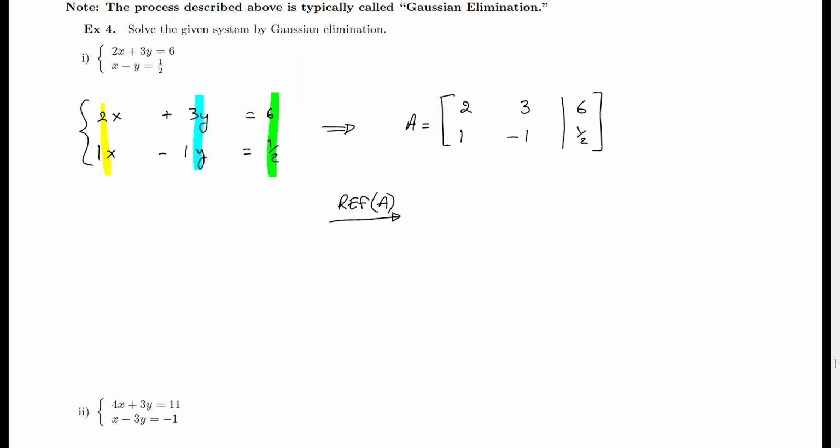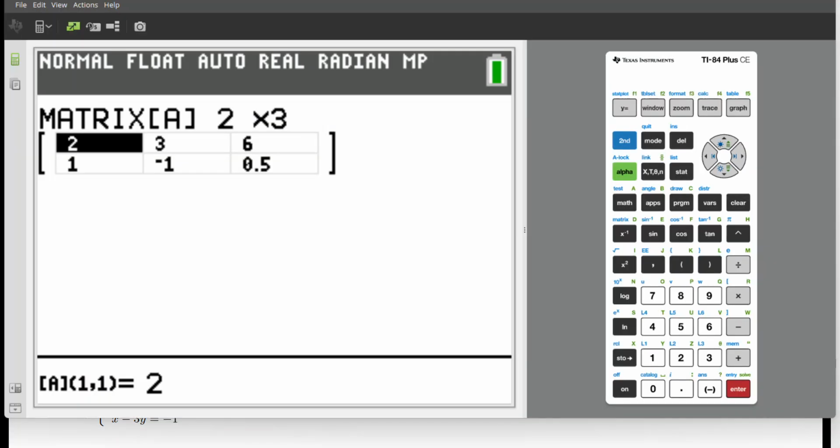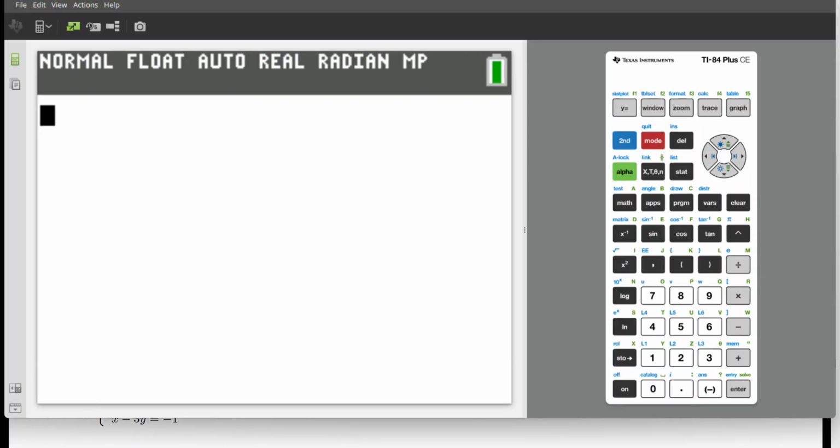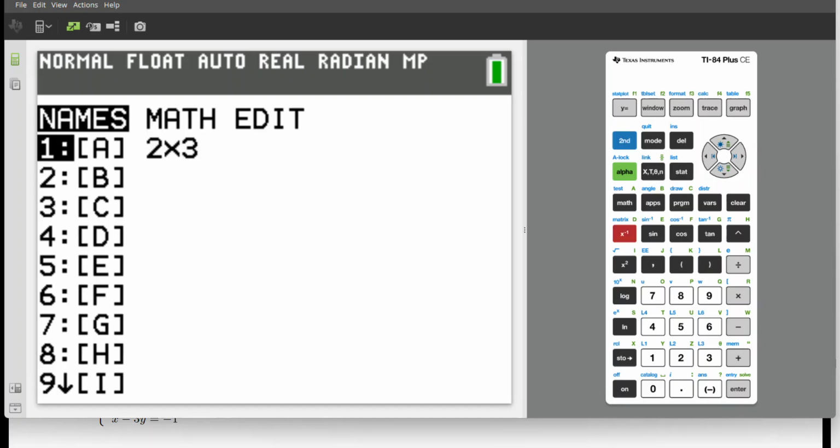So first, type in the numbers, then do REF on your calculator to see if you get the same thing that I'm going to get in a second. Okay, so I just finished typing my numbers in: 2, 3, 6, 1, -1, and 0.5. And once you finish editing a matrix A into your calculator, we're going to quit. Then we're going to go into the matrix menu again.